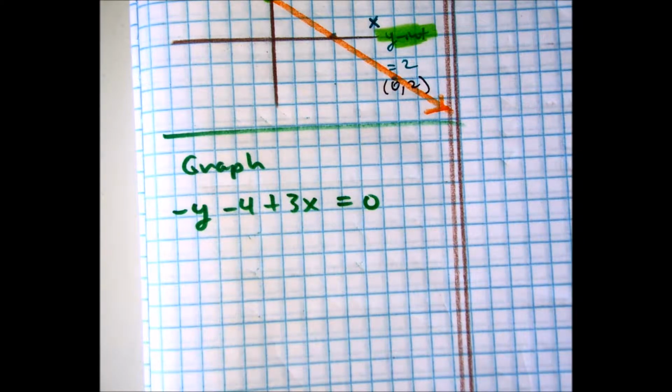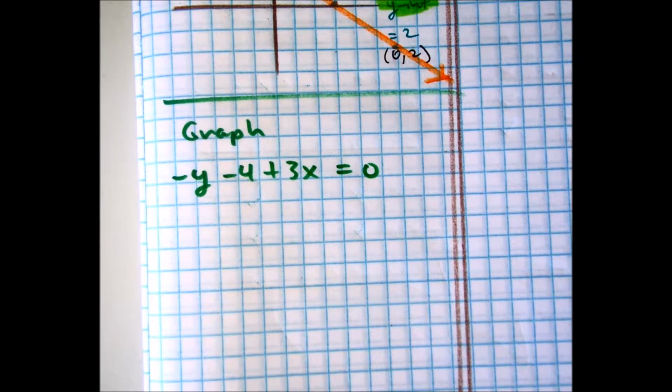Alright, this problem tells us to graph negative y minus 4 plus 3x equals 0. Now I could easily turn this into slope-intercept form. Let's see if you see it. Partner B to partner A, how can we easily change this into slope-intercept form? Go.